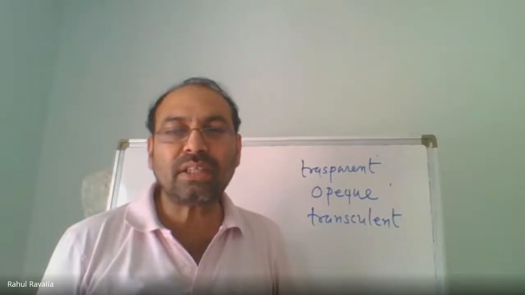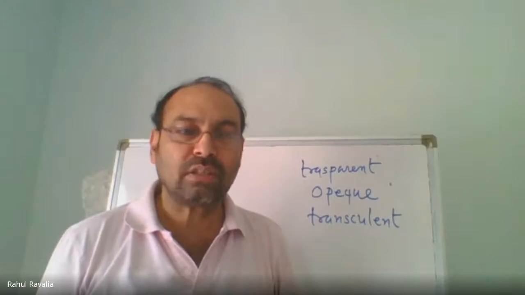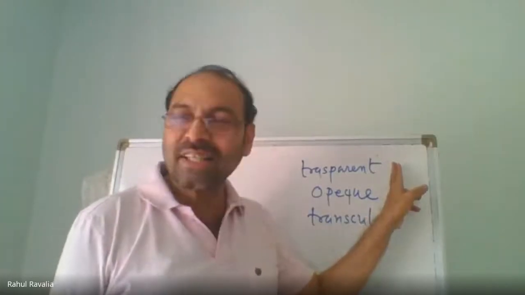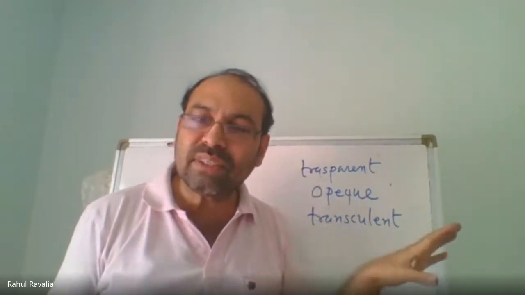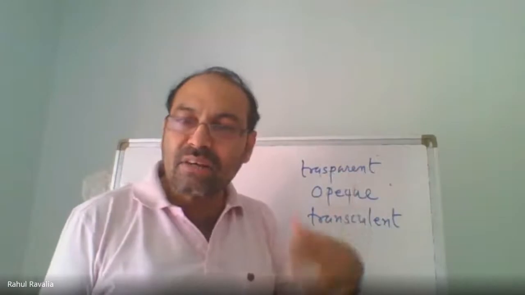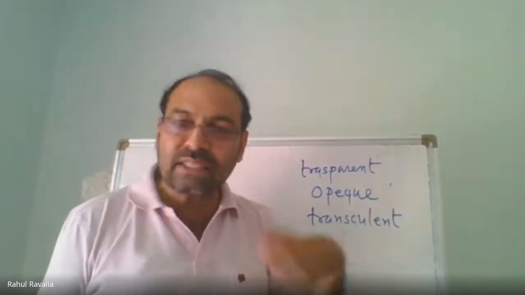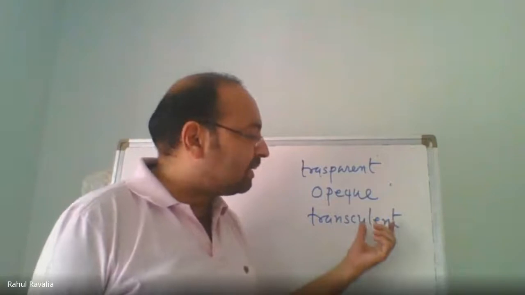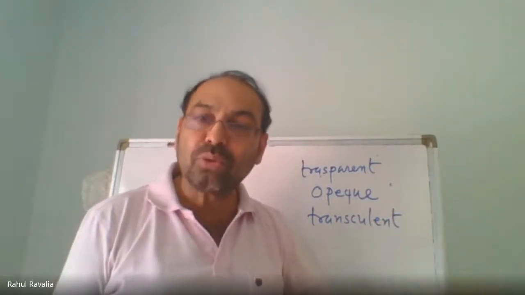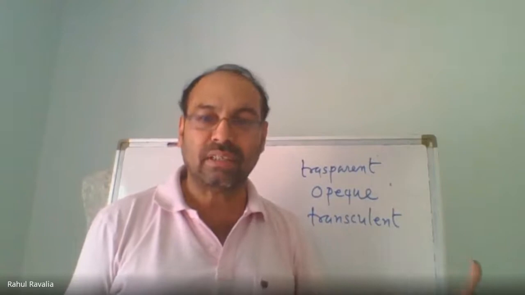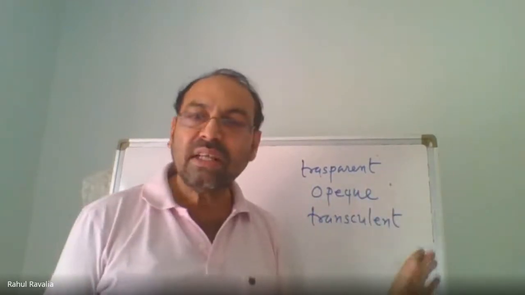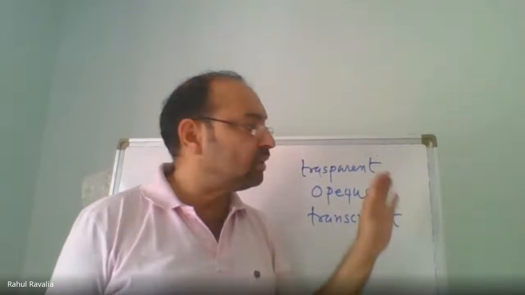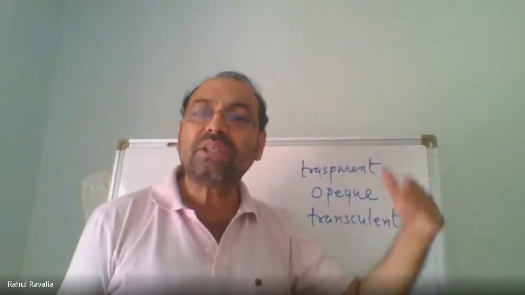Yes, the Gujarati word is very simple. Ardhpardarshak. So pardarshak, apardarshak and ardhpardarshak. And how will we define these words into English? The thing that allows the light to pass through, the thing that does not allow the light to pass through, and the thing that allows the light to pass through but partially, not fully. In part. Partially means in part. So these are the definitions that you have to remember. You can write down also the thing that allows the light to pass through.